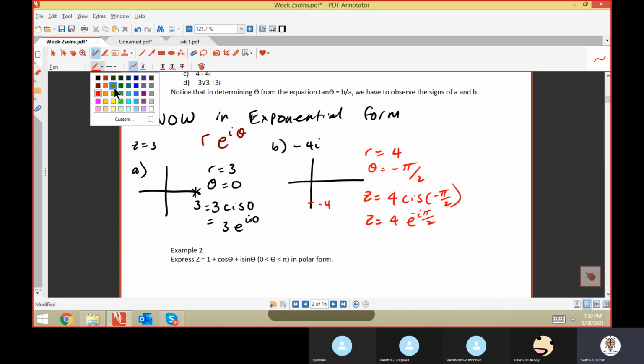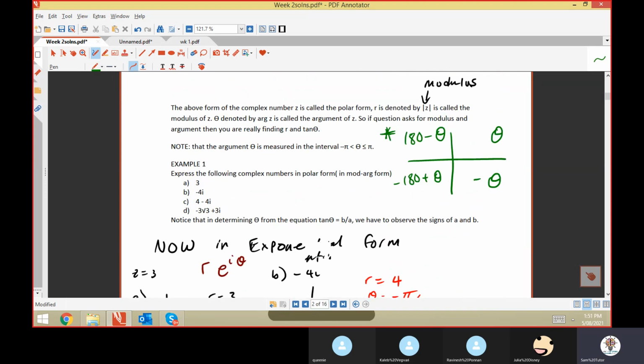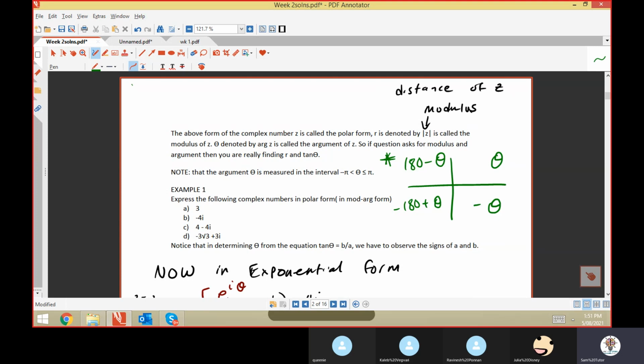I can't fit C and D here. Trying. Maybe we'll go up here, so at least you guys can have the answers in one place when I send this to you. C, 4 minus 4i. Julie, you said it, it's somewhere here. But can you see now?